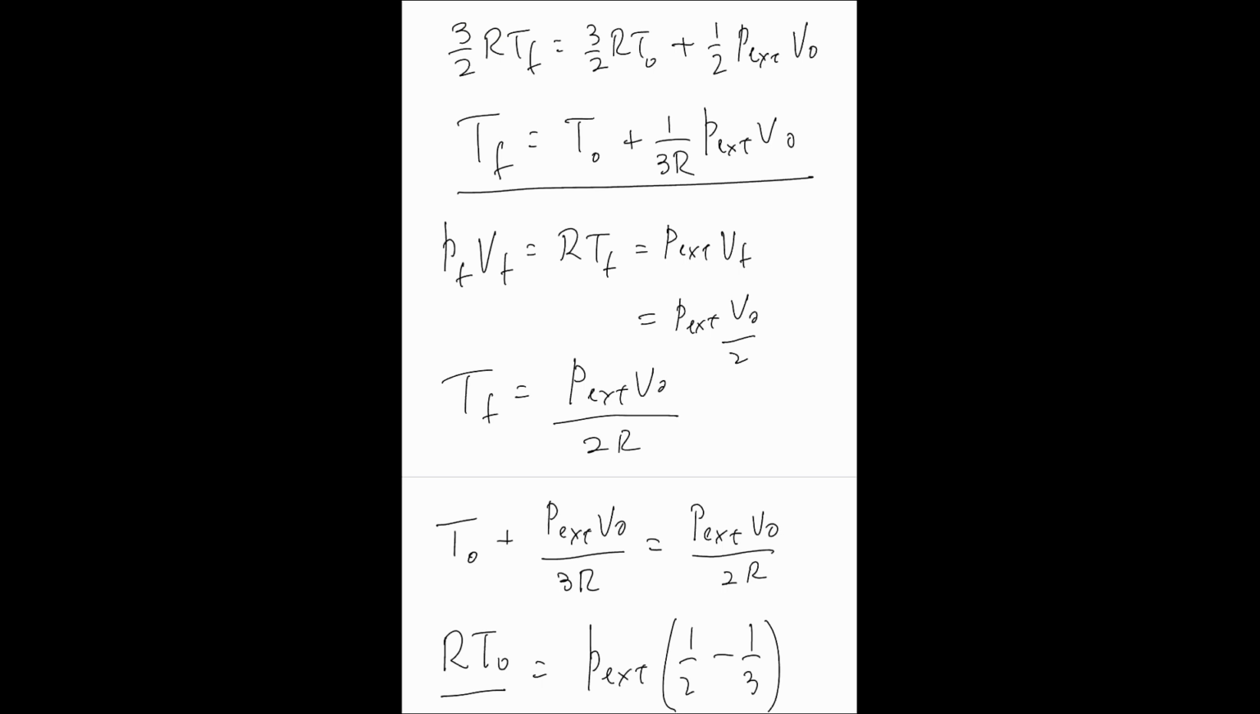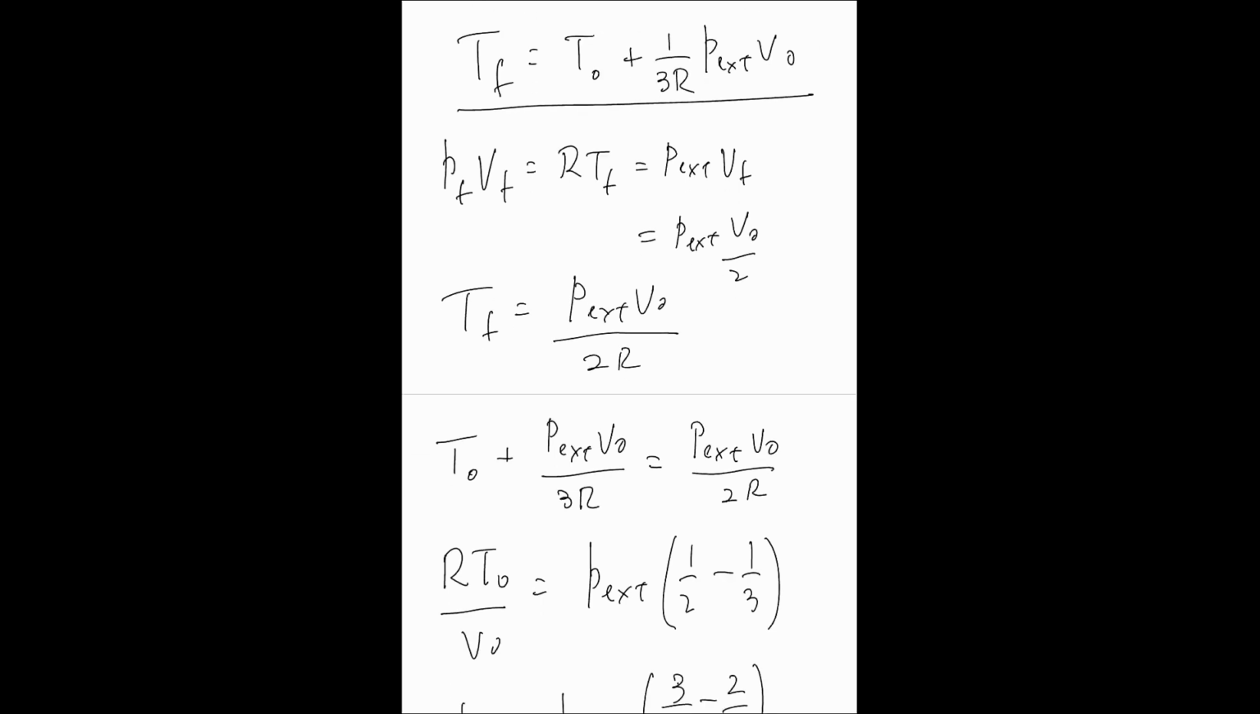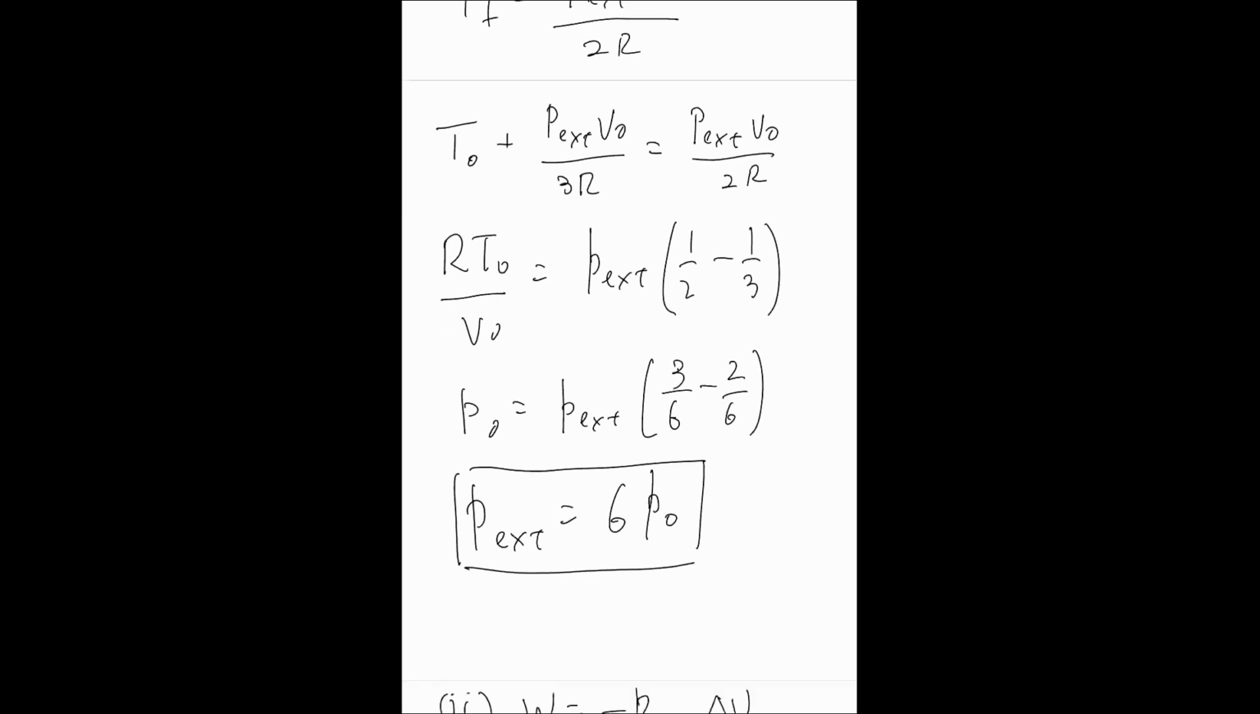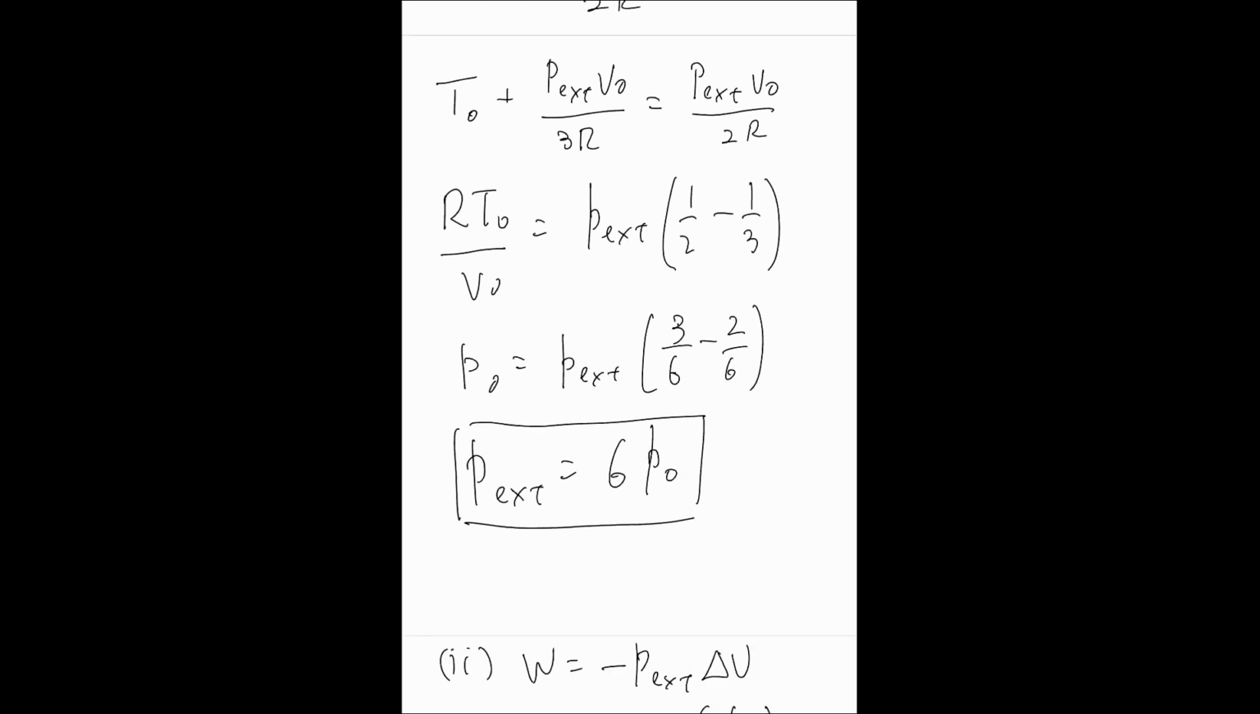So I can arrange that. My V_F is V naught over 2, right? That's the final volume. So I can get T_F equals P external V naught over 2R. So there I have what I want. And I set them equal to each other. Actually, I didn't set them equal to each other, I solved them. But when you solve that, and did I make a mistake? I'll check myself at the end, but I still could have made a mistake.